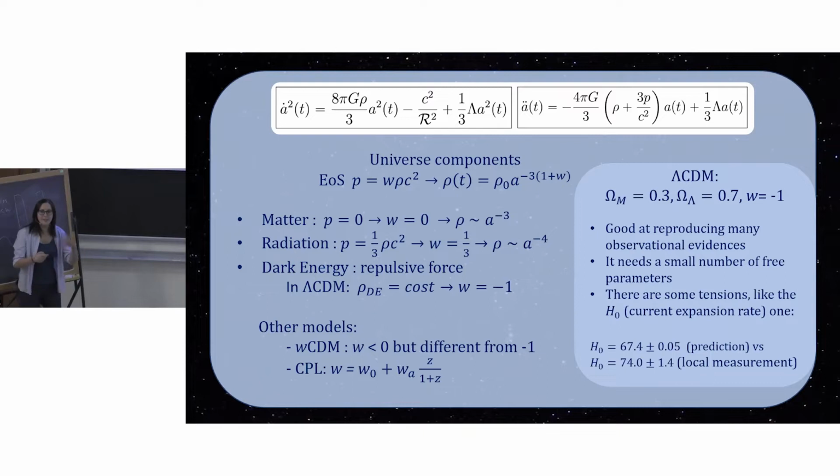Other extensions of this model, the easiest ones, are those in which this parameter W is not exactly -1. For example, we have a wCDM model in which we still have a repulsive force, but its value is different from -1. Or we can have the CPL model; these are a class of models in which W can vary with the redshift. So the dark energy changes with time, but there are a lot of possible alternative models. I'm showing these two here also because Lorenzo will then discuss how we use some of them.